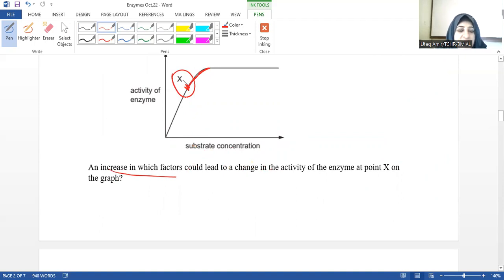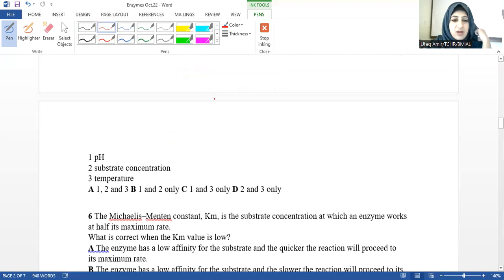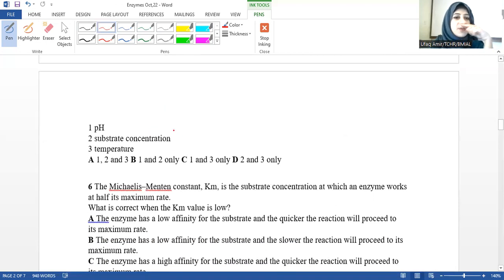And if we change temperature at this point, if we increase temperature or if we change pH, then again there will be a change in the activity of the enzyme, because all these things are directly affecting the rate of the reaction. So all these options are correct, which are, if their concentrations are being changed, they're going to directly affect the rate of the reaction of the enzyme. So all are correct.